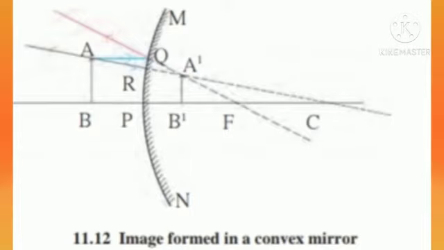As the reflected rays do not actually cross one another, the image is a virtual image. The nature of the image formed by a convex mirror does not depend on the distance of the object from the mirror. These images are always virtual, smaller than object, and situated behind the mirror.